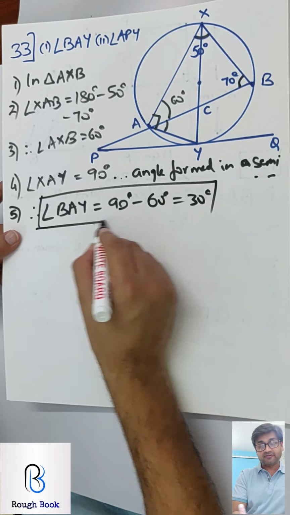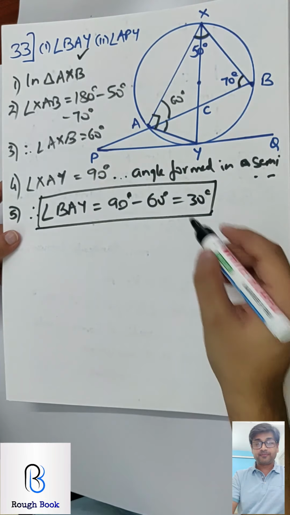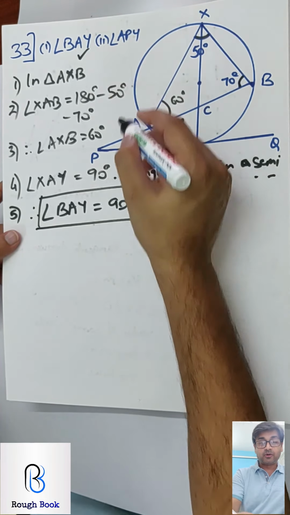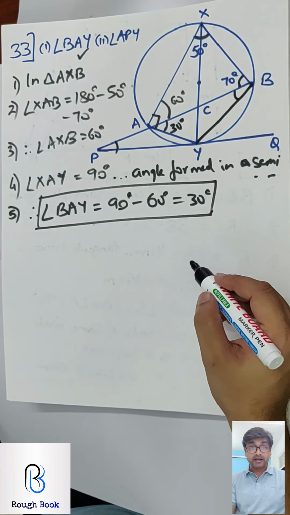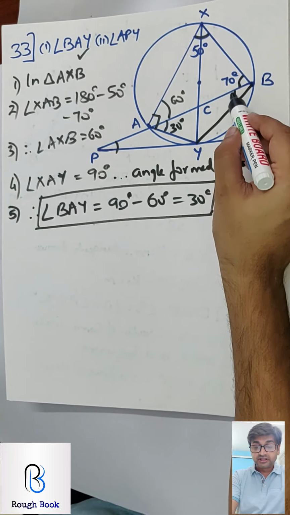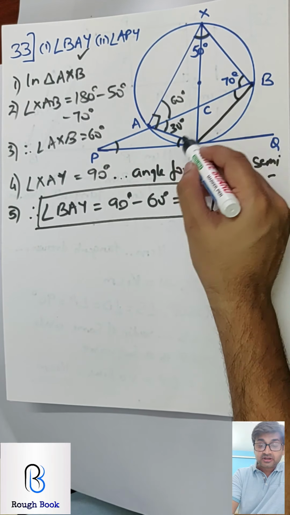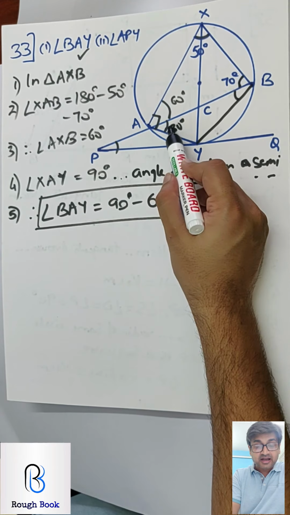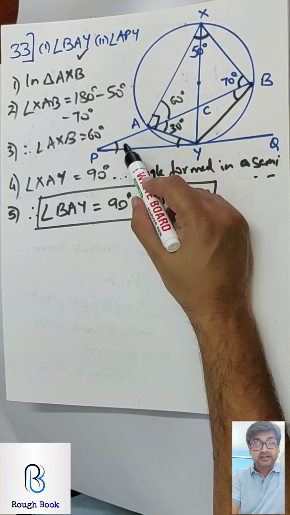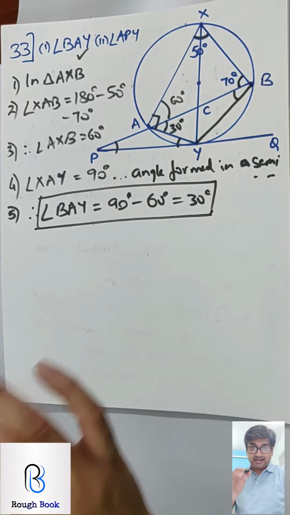So we managed to get our first answer, BAY, so 30. Now they want APY. If you remember, we connected this, got this Y, so that this becomes equal to this, angles in alternate segments. And then for this triangle, this is the exterior angle equals the sum of remote interior angles, and you shall get this as 10. Exactly the same sum.